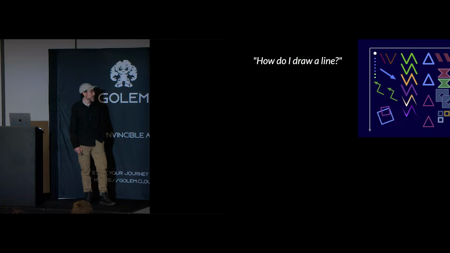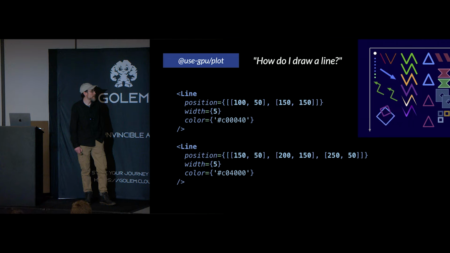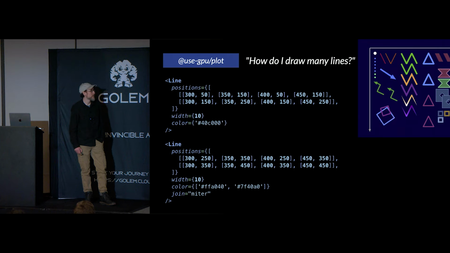How do I draw a line? Use GPU plot, line, done. And you see those little spinning squares. It has animated CSS transform-like things in there that allow you to do that relatively efficiently. So it does 2D, 3D, and 4D if you really want to, because that's how I roll.